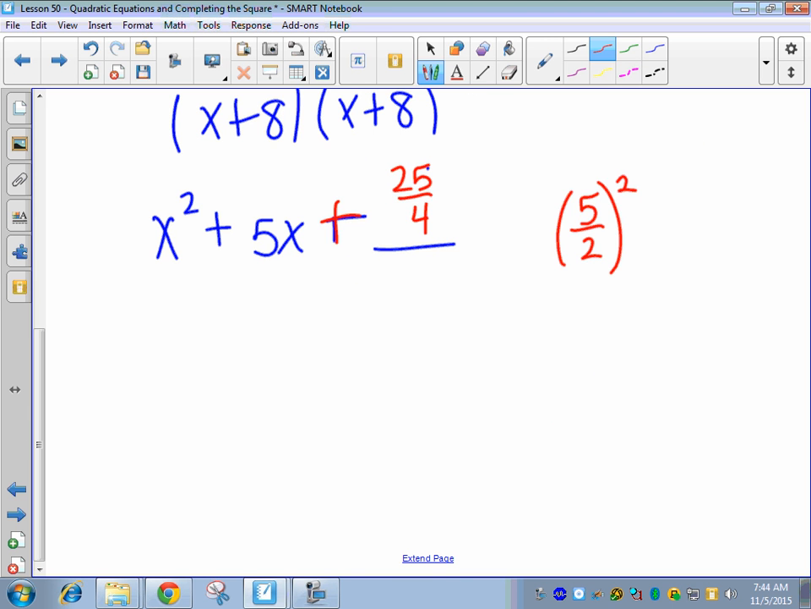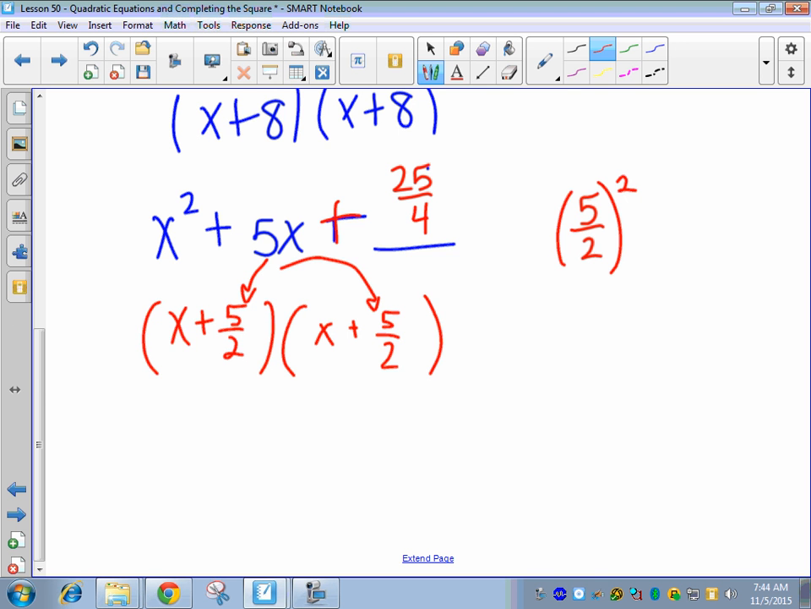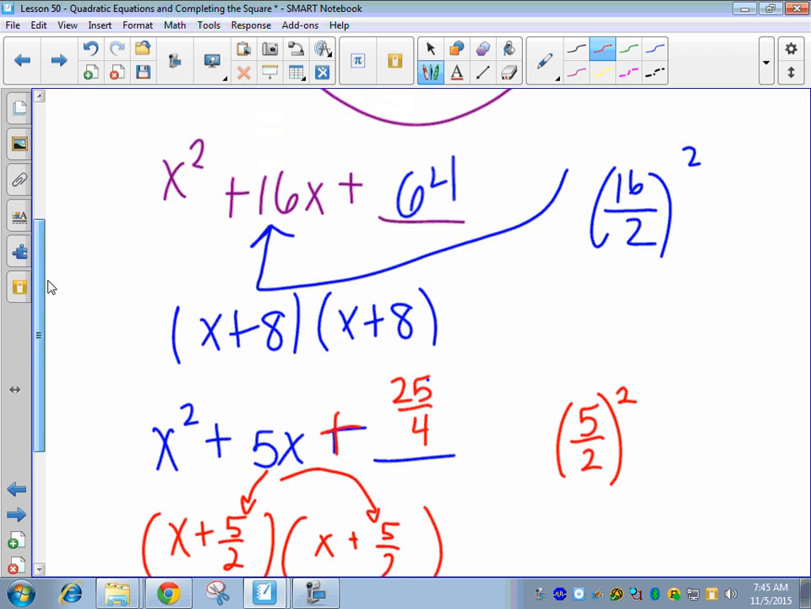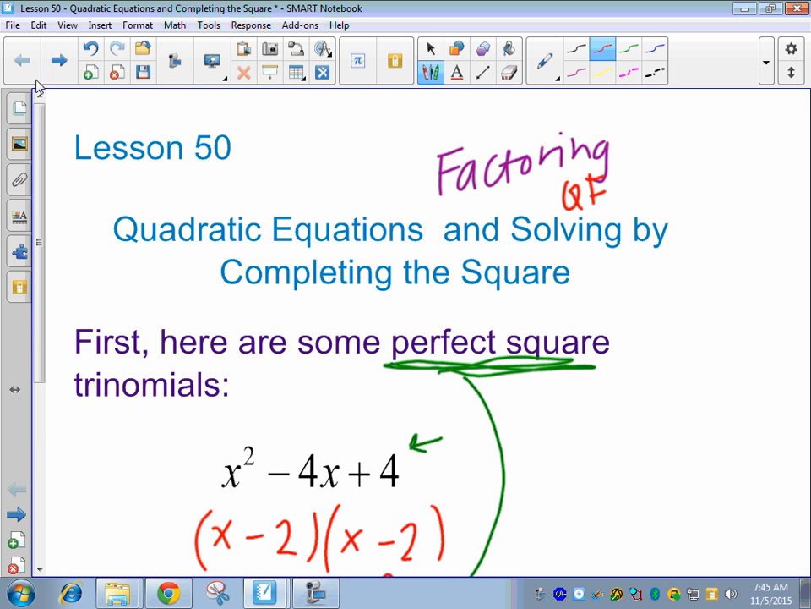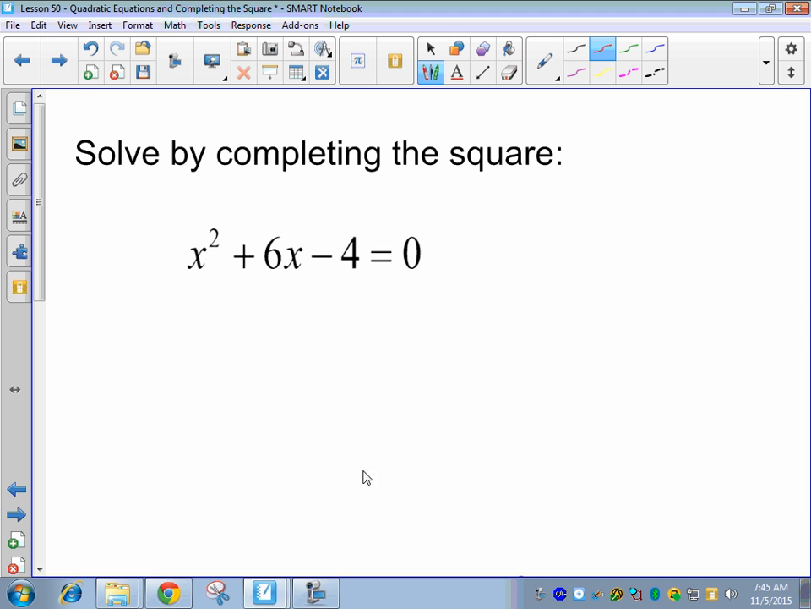If I factor it, something times something, the half always is what goes in the parentheses. Okay, so that's another thing you want to remember: half the middle number is what ends up being in the parentheses. Same thing here, half the 16 goes in the parentheses. Now let's try completing the square to solve. Okay, so x squared plus 6x minus 4 equals 0.